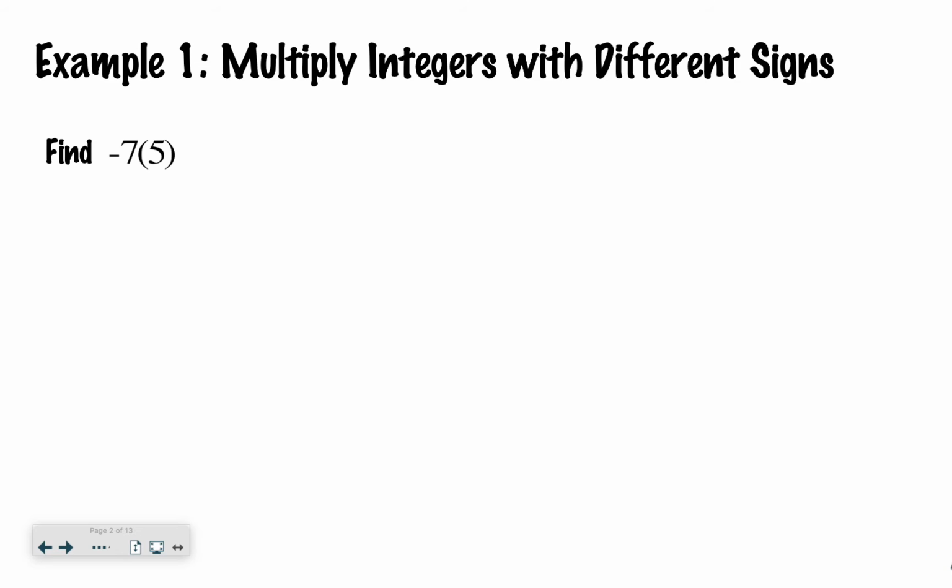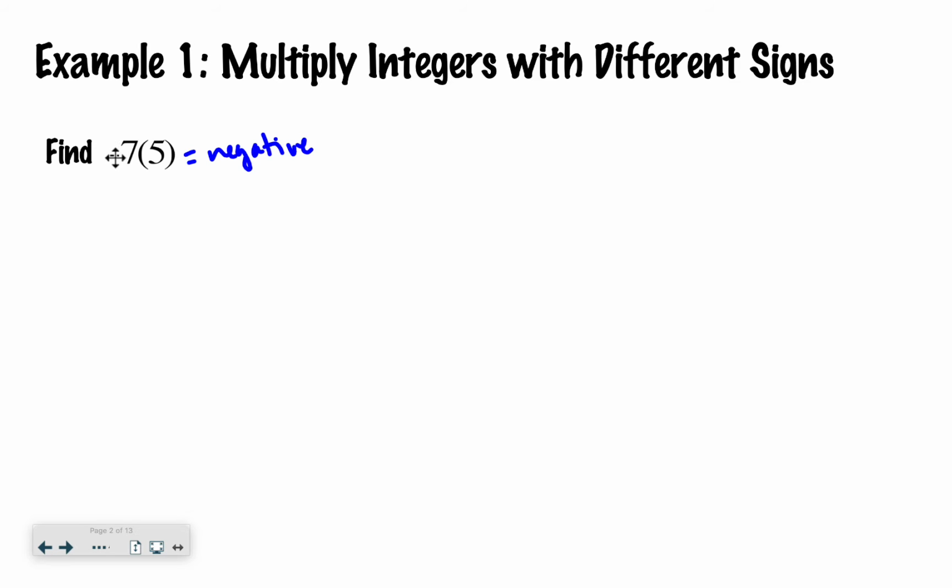Alright, so let's look at example 1, multiplying integers with different signs. So what that means is you have one positive and one negative, okay? And when you have two different signs, it doesn't matter the order, it could be negative times positive or positive times negative, your answer is always going to be negative. So if you have one of each, a positive and a negative, your answer is negative.